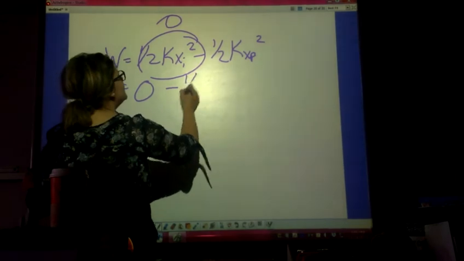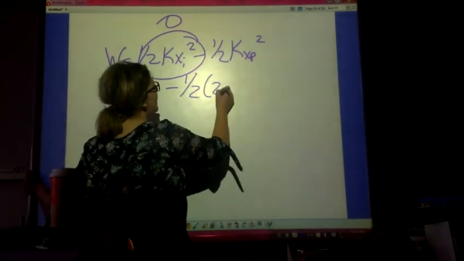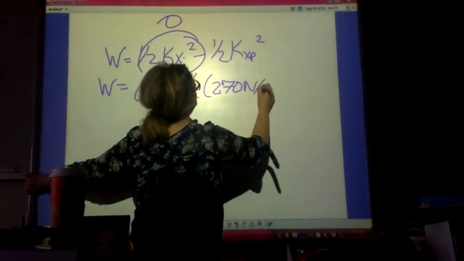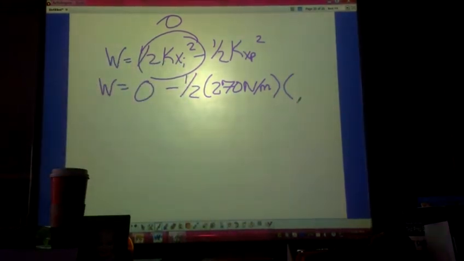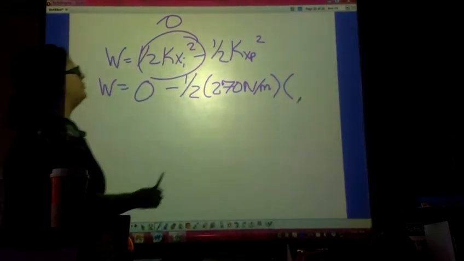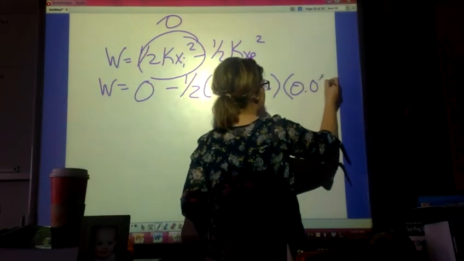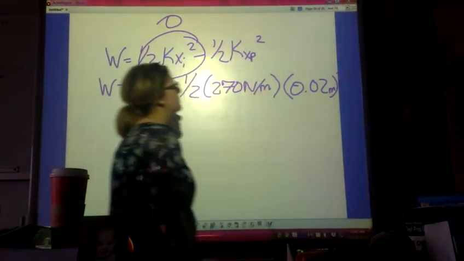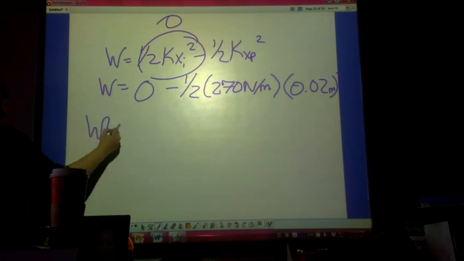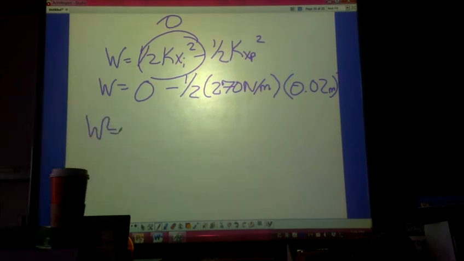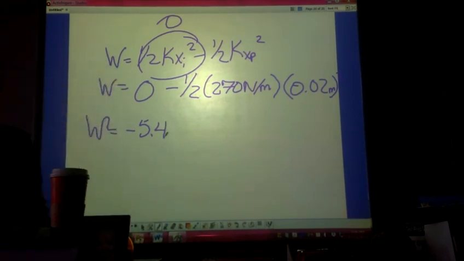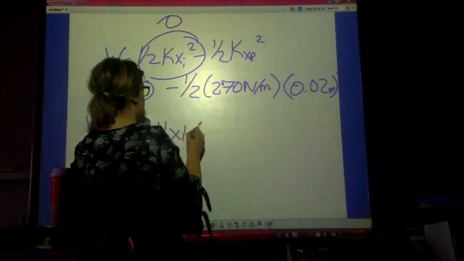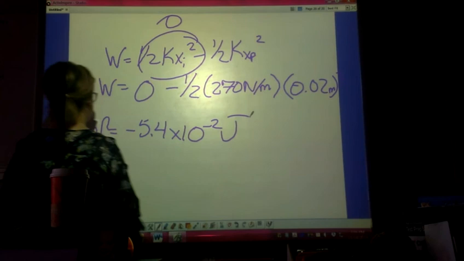So that's 0. So minus 1/2 k, we just found that, that's 270 Newtons per meter, and then its final position was 0.02 meters, but I want to square that. Okay, so work is equal then to a negative 5.4 times 10 to the negative second joules.